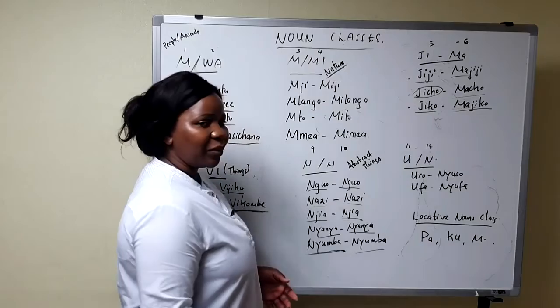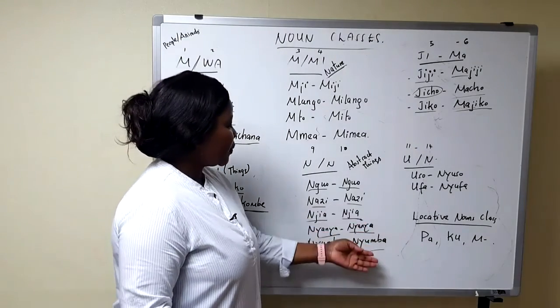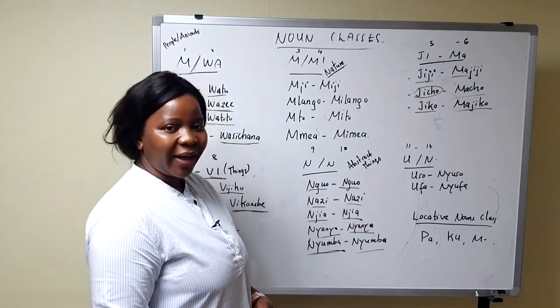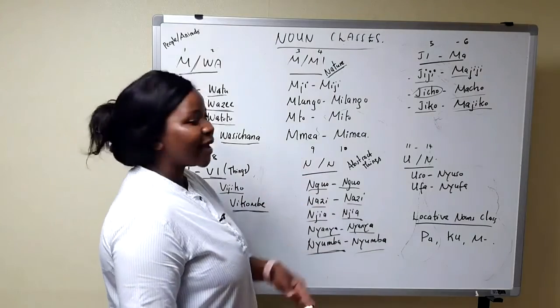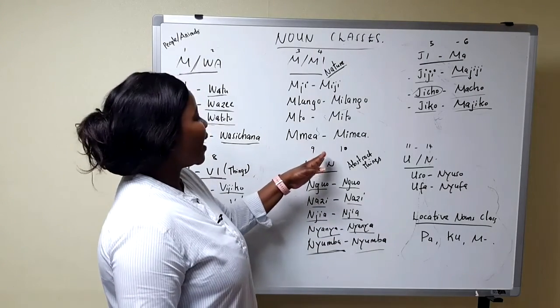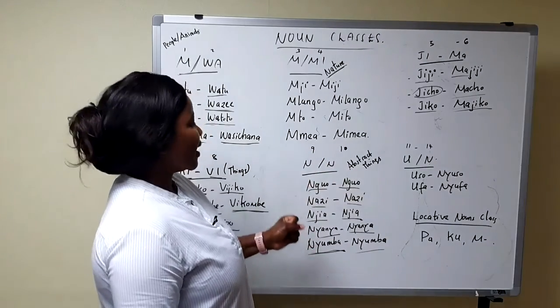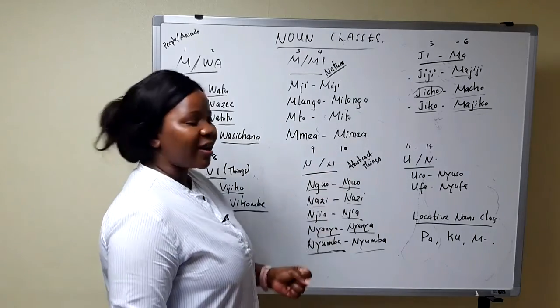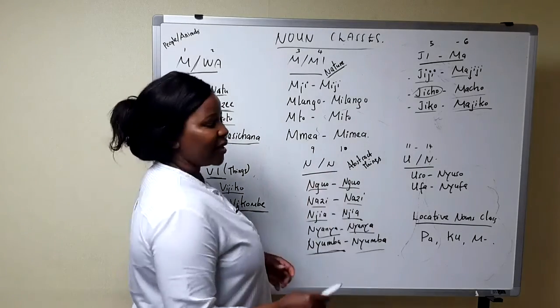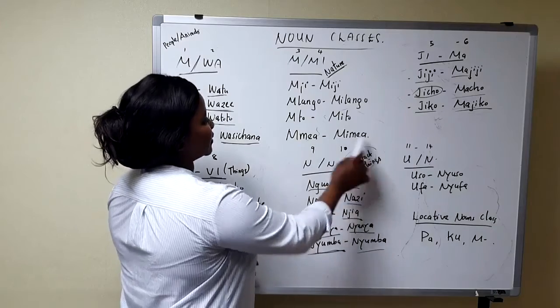Nyumba in singular, and in plural, nyumba. Okay, so NN noun class, this is a 9 and 10 noun class. 9 and 10 noun class, this is NN noun class. Talk about abstract things, okay?